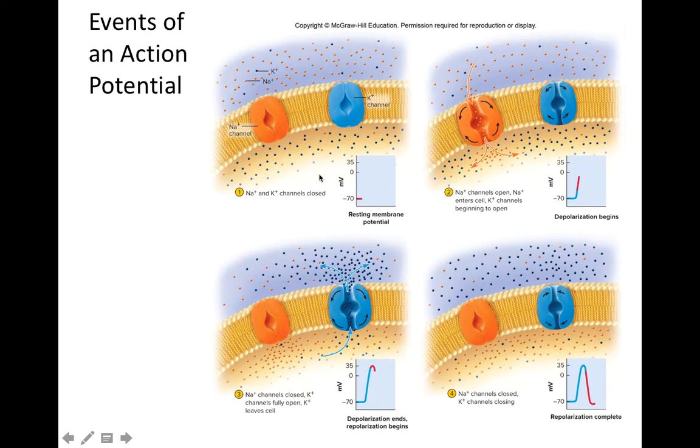But notice what the ion conditions look like. Here's where we started. Now we've got a lot of sodium inside and a lot of potassium outside. That's where your sodium-potassium pump kicks in and is going to take these ions and move them to the correct side of the membrane for us so that we can then do this again. So you want to think that depolarization is driven by sodium coming in. Repolarization is driven by potassium going out.